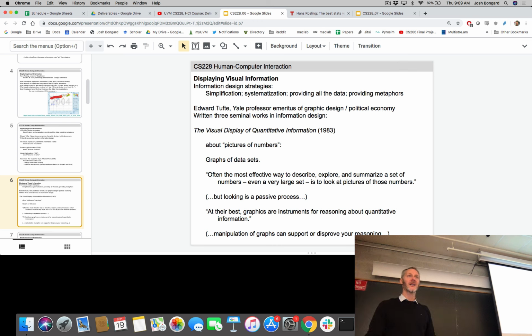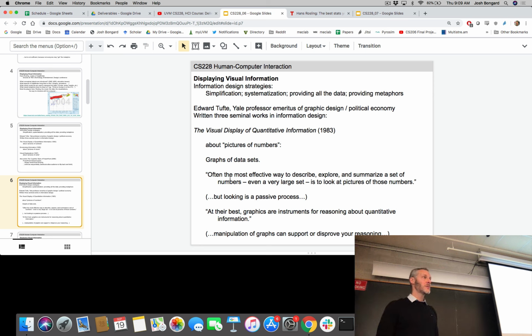Obviously, if we have abstract concepts or we have numbers, the first thing we think about is a graph, right? A scatter plot, a bar plot, a cumulative distribution. Lots of ways we can do that. We can create a graph and show it to our user. That's perfectly fine. But looking is a passive process, right?